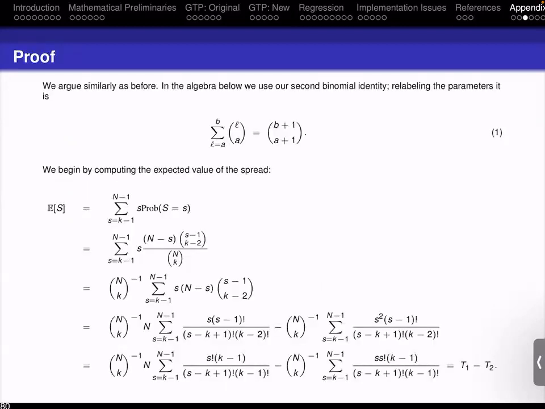And then we need to prove certain results. So we have this beautiful formula that we saw before: summing L choose A from A to B is B plus 1 over A plus 1. So this is the formula we had before. And then we just start computing the spread. So the expected value of the spread is just the sum of S times the probability that the spread equals S. And we use the result that I mentioned last time, that we have an explicit formula for that. And then we just substitute everything in.